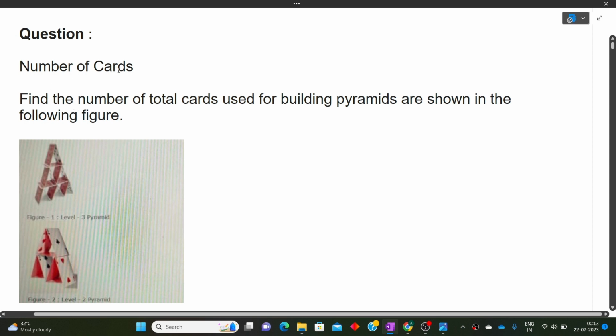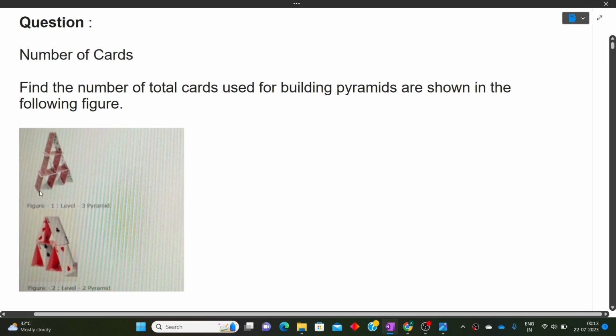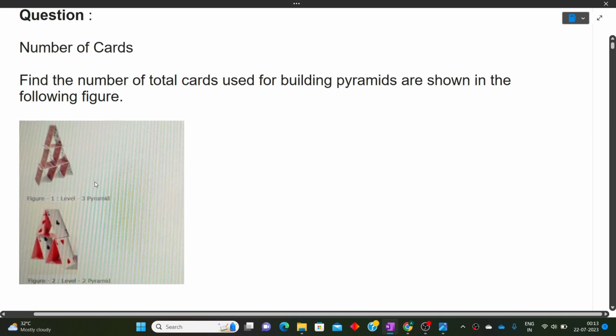So the question here is number of cards in the pyramid. Find the number of total cards used for building pyramids as shown in the following figure. Okay, so these are pyramids that have been formed using cards. Here you can see that the first image is a level 3 pyramid, that is, there are three levels: one level, two level and three level. So this is a three level pyramid that has been made with the help of cards.